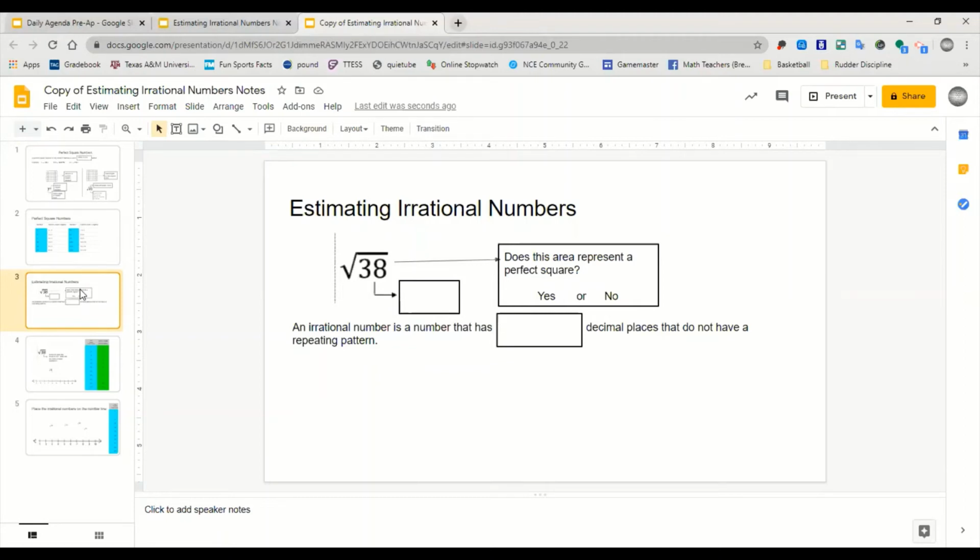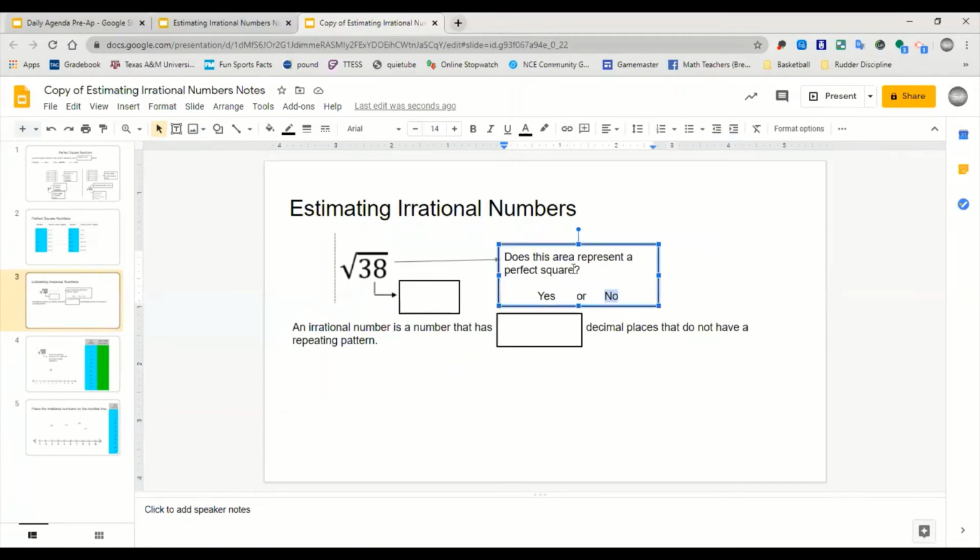So real quick, yes or no, does this number represent a perfect square number? Is 38 a perfect square number? So put it in the chat. No, so I'm going to highlight no, right? Because there's no duplicate factor of 38. There's no number I can multiply together to make 38.